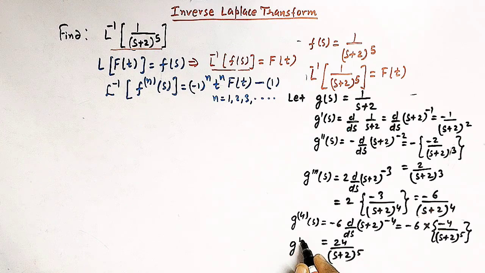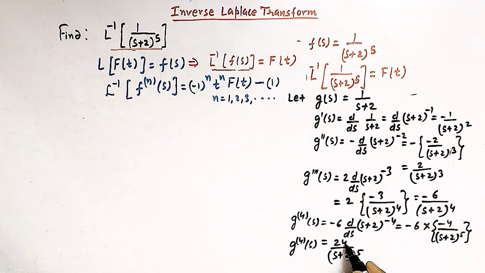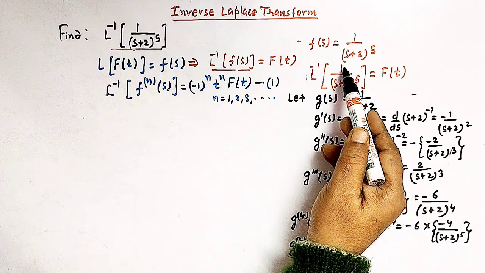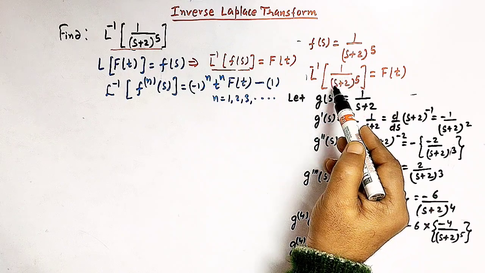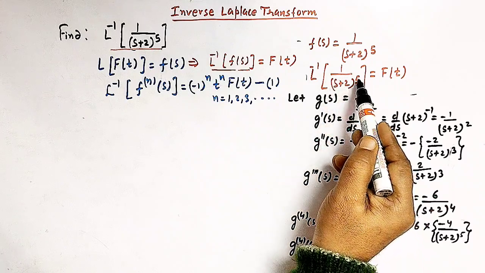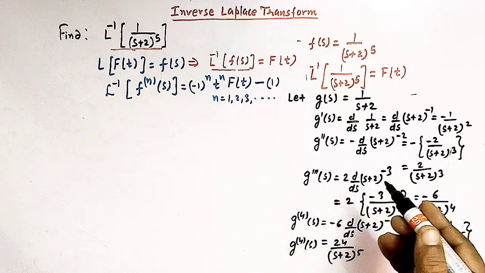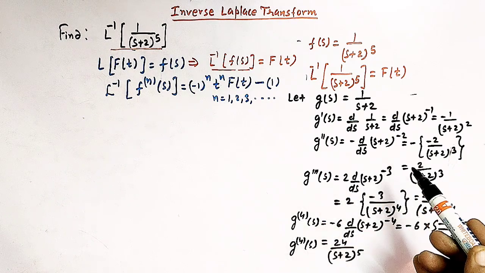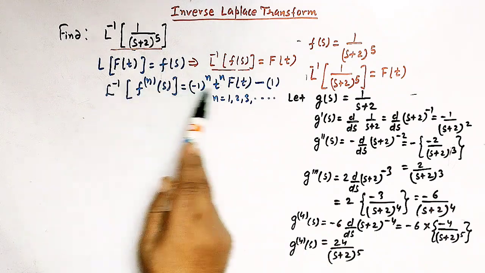So the fourth derivative of g(s) is given by 24 divided by (s plus 2)^5, and here we can see that we have arrived at this expression, that is 1 over (s plus 2)^5. So now we will not find the further derivatives, and will now apply this property.